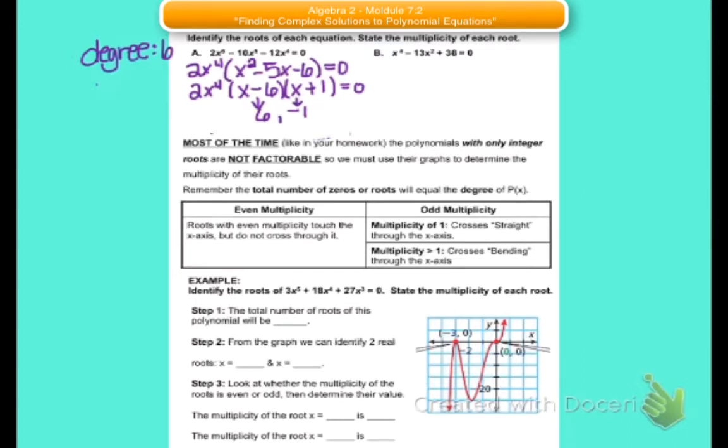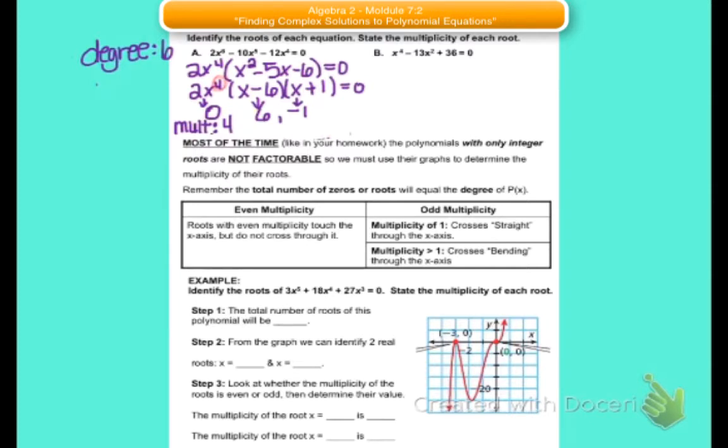Well, if I set 2x to the 4th power equal to 0, the only value of x that could make 2x to the 4th 0 is, in fact, 0 itself. And so that means 0 is one of the solutions. And so I'm out of factors to set equal to 0. So where am I getting these 6 roots? Well, that's because this 0 actually counts for 4 solutions. It has multiplicity 4. And I know that because that 2x to the 4th power is a degree 4 factor.